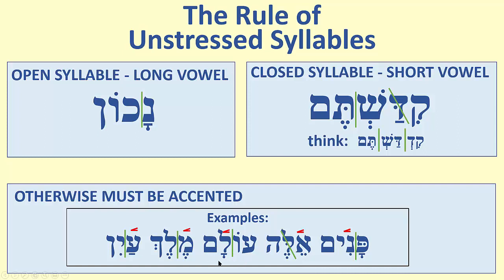The next word is kind of like the first one we saw. The first syllable follows the rule. It's an open syllable with a long vowel. But the second syllable is closed with a long kamatz vowel. That's not allowed unless this syllable is accented. Olam.